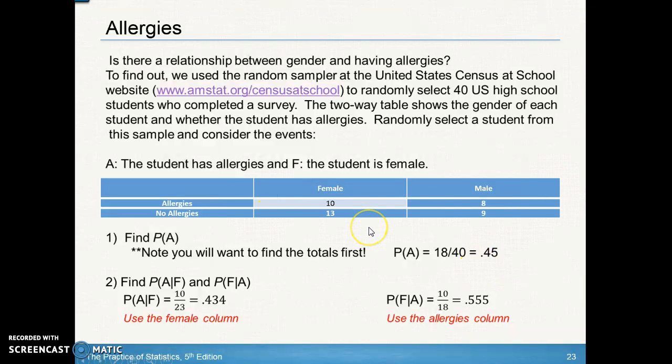So hopefully you looked at this and you said, what did I do wrong? I didn't find the totals. Always find those totals first. It makes it much easier. So we're going to find A given F and F given A. So allergies, given that they're female, is we are just now looking at the female column, so a total of 23, 10 of those. Females, given that they have allergies, is we're just now looking at the allergies column with a total of 18 and 10 of those females. So just keep this in mind, this 0.343. We're going to take a look at how we can use this to help prove whether or not allergies and females are independent.